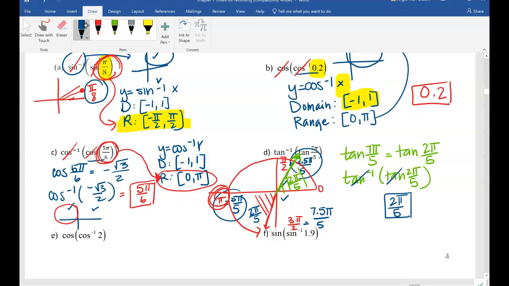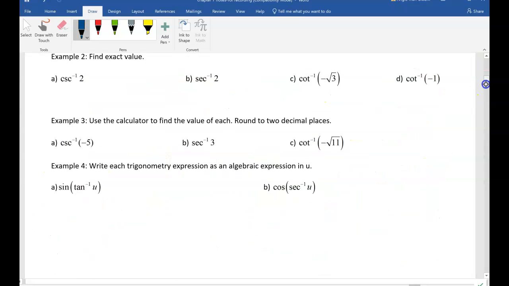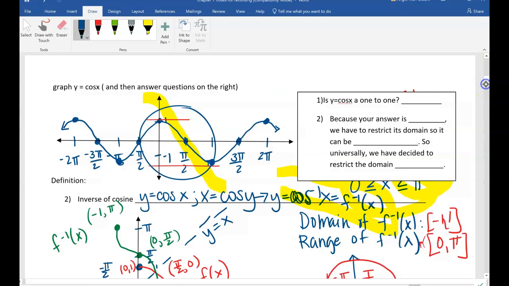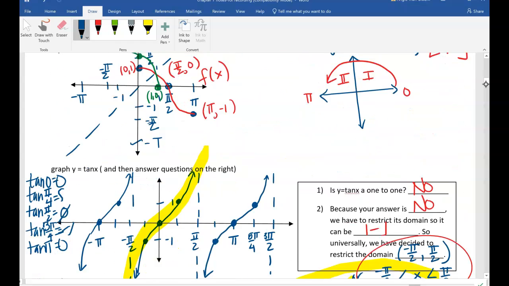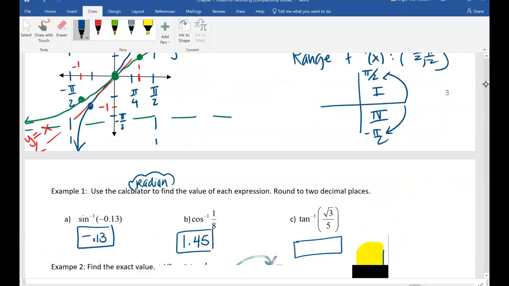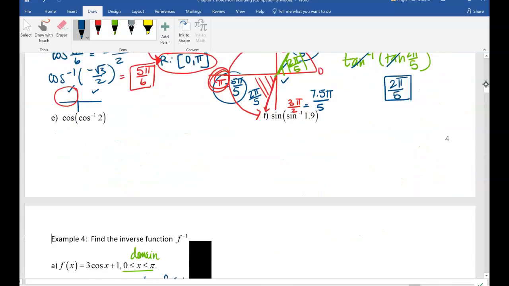I need you to pause it, soak it all in, rewind if you need to. When you think you understood, we're going to move on to, whoa, that's too much. Sorry, I'm trying to move and it's being super sensitive. Okay, there you go. E and F.